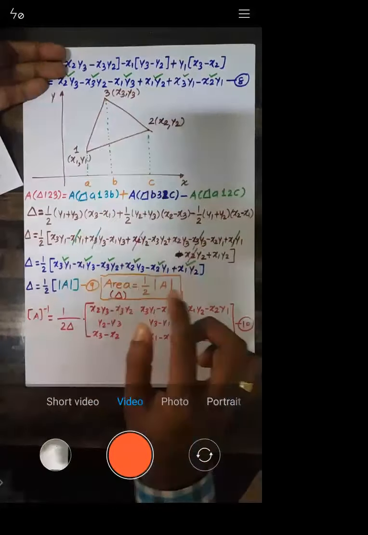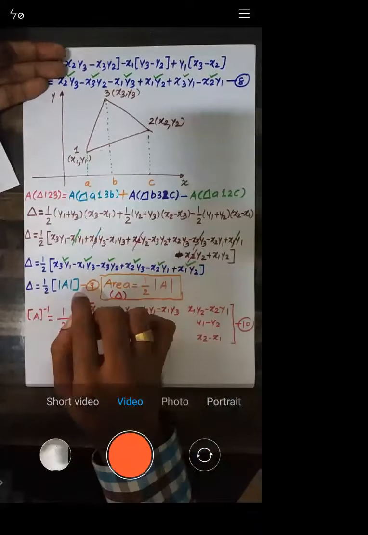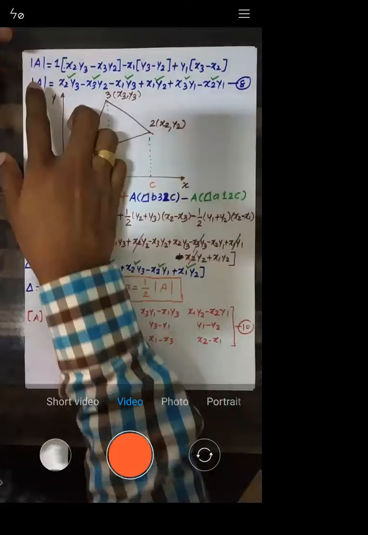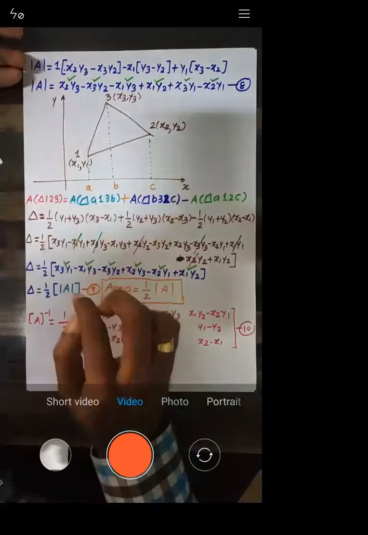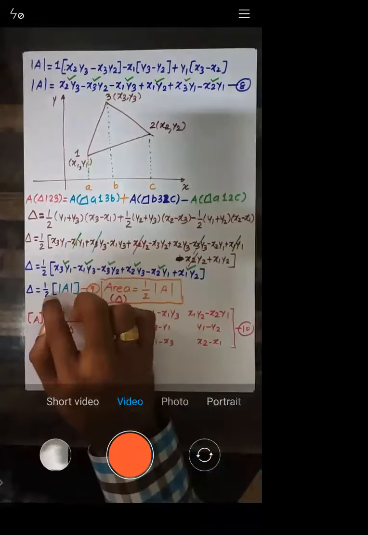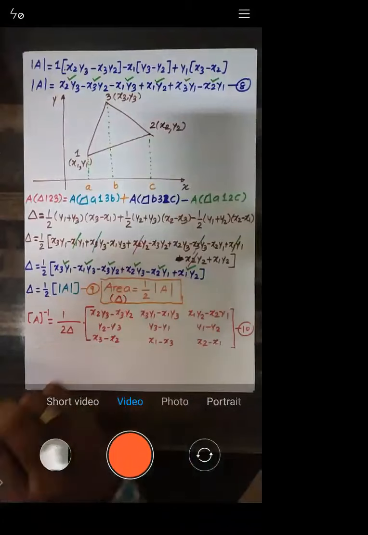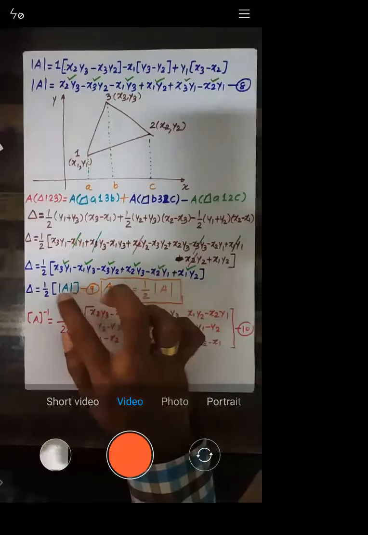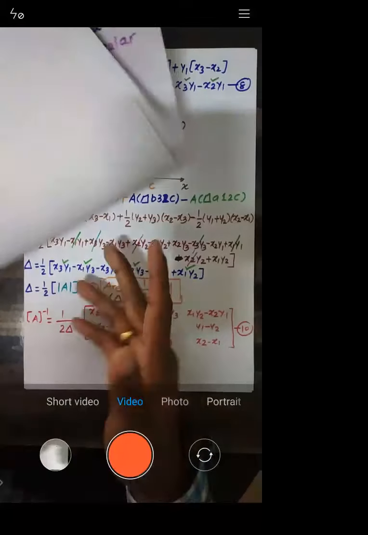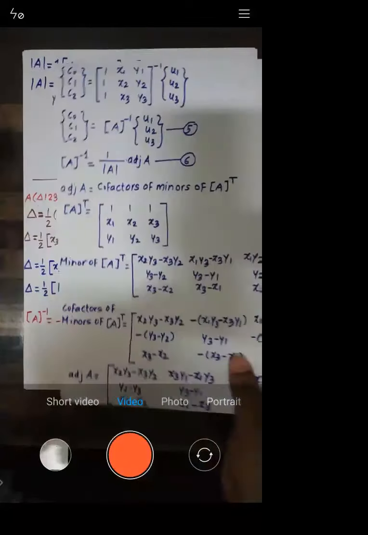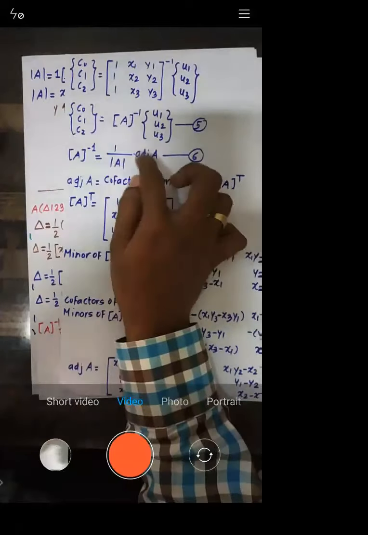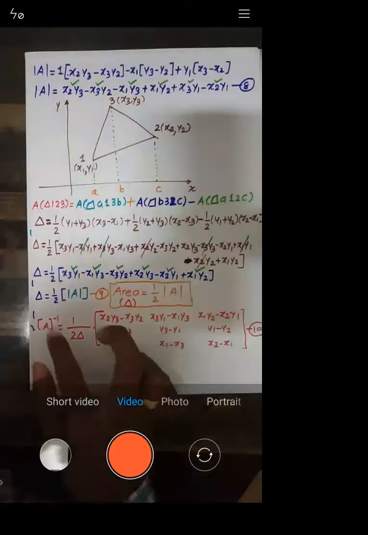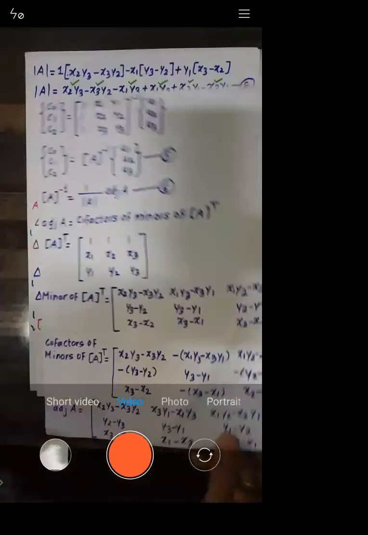This term, which came in as the area, is the same as mod of A. So mod of A is given by twice delta. I put that value here: mod of A is twice delta, into adjoint of A. I wrote this matrix as it is, so I got the inverse of the matrix.